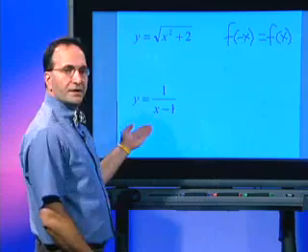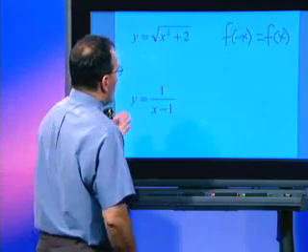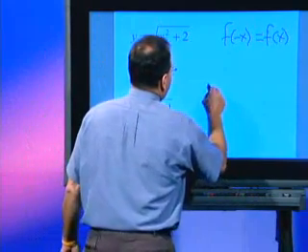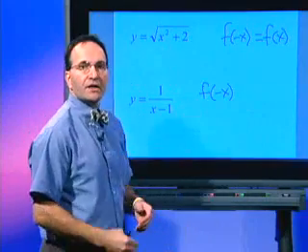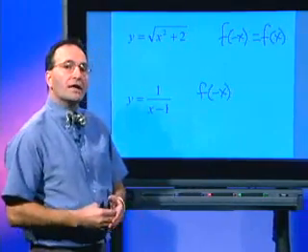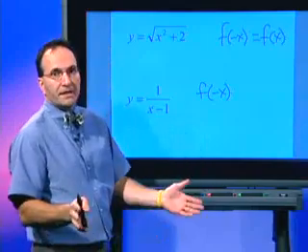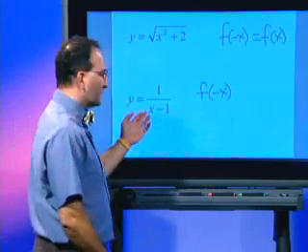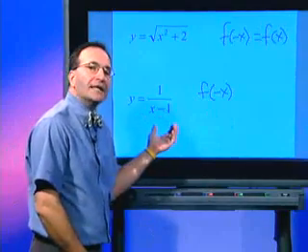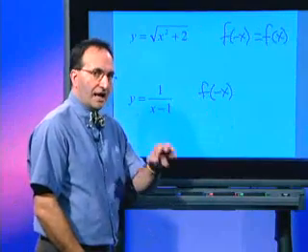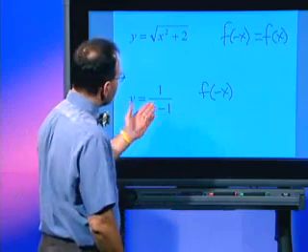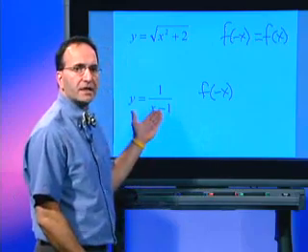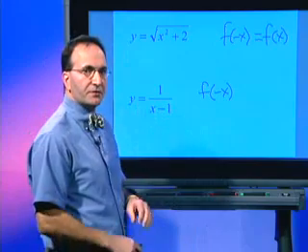Well, what about this particular function? Again, we want to figure out, does f of negative x either equal f of x or negative f of x, or possibly neither? When we plug the negative x into here, what we'll find is that it will not equal f of x, nor will it equal negative f of x. Therefore, this particular function has neither type of symmetry.